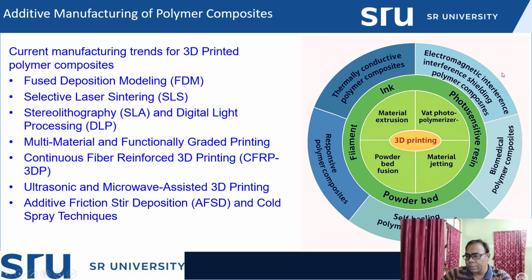Coming to this diagram, you can see different 3D printing techniques presented here: material extrusion, vat polymerization, material jetting, and powder bed systems. Here, filament can be used, ink can be used. It means these are the materials. Similarly, there are photosensitive resins and powder bed systems.